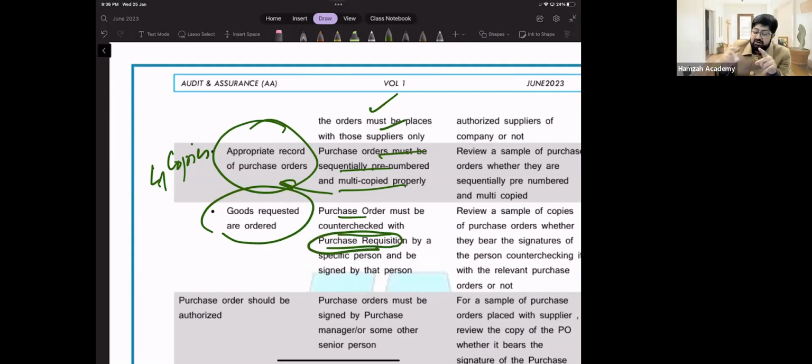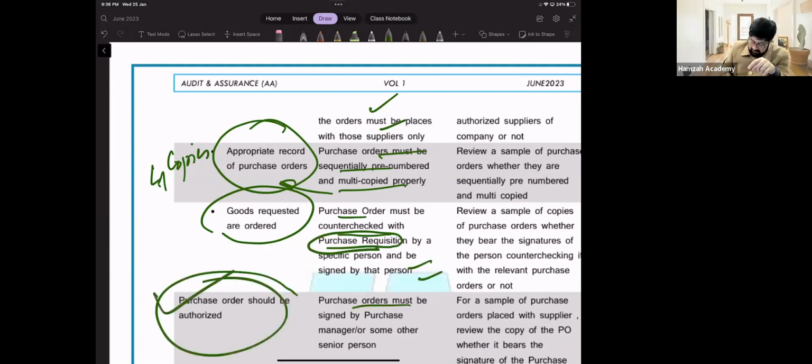One person prepared, the other counter check. And that's why it should be authorized. Senior manager, approve. Review and approve that whether goods are being purchased for business purposes or not.